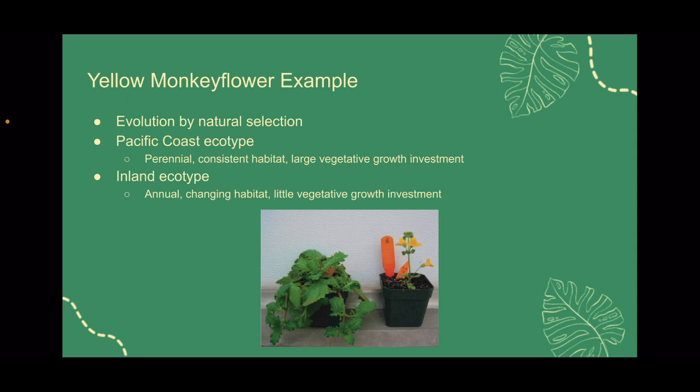Species living in the inland ecotype, on the other hand, exhibit an annual life history, with hot, dry summers that cause them to die out by the end of the season, so they put little investment into vegetative growth and flower and set seeds promptly in early summer. This type can be seen on the right.